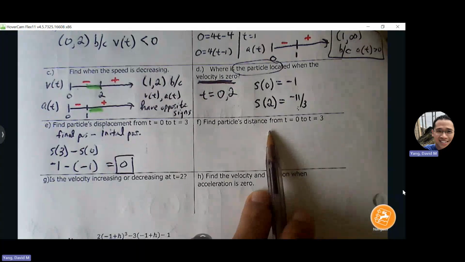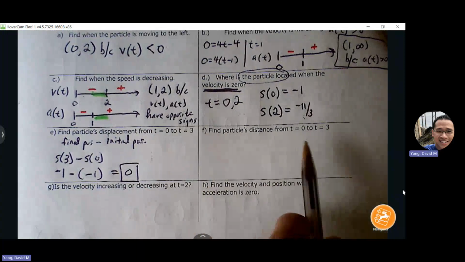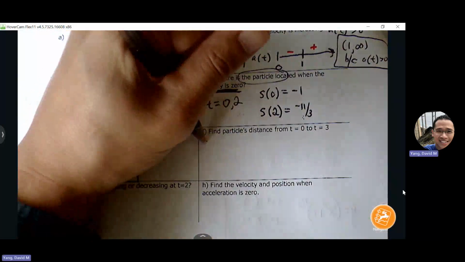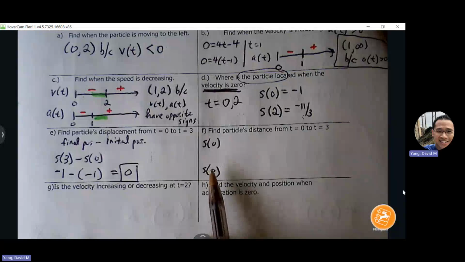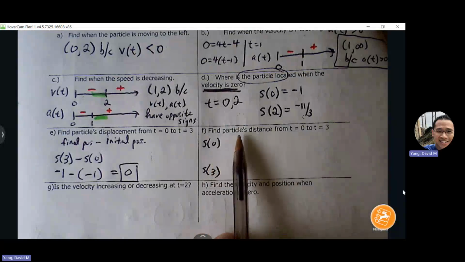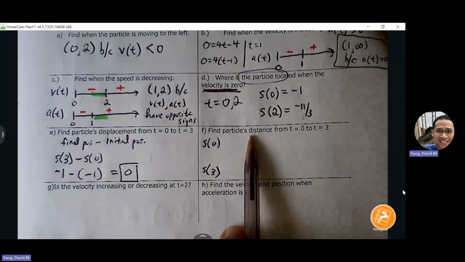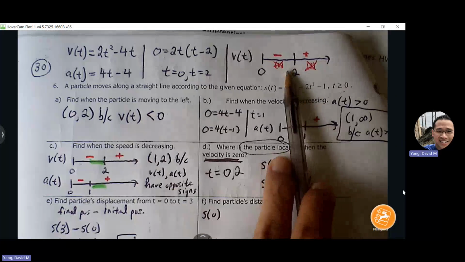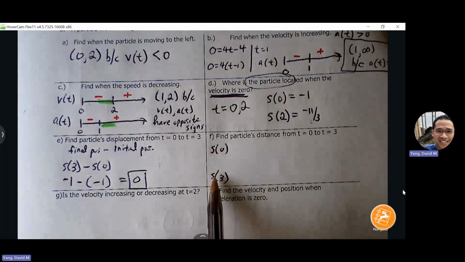Okay, particle's total distance is a bit more than displacement, even though we are still going to use information from displacement. So with total distance, we have to involve S(0) and S(3), which we can do. But then we have to ask ourselves, is there a point where this particle is going to change direction between these moments? Because if there is, we got to keep track of that location too. At 2, right? At 2, the particle does change direction.